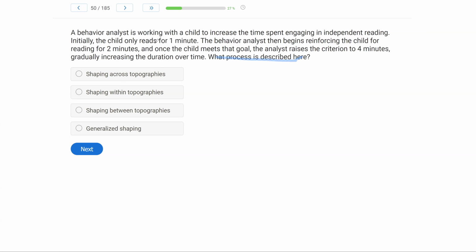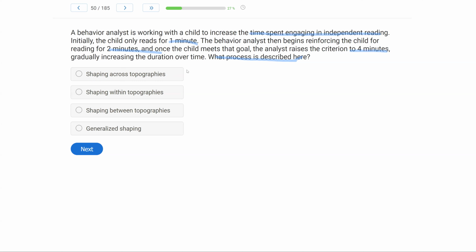What do we know? We know the analyst is trying to increase time spent with independent reading. So the child can read. We want them to do it more. We go 1 minute and then 2 minutes and then 4 minutes. So what do we think we're doing here? We have a behavior. It's already known. And now we're trying to shape it so it happens more. We're trying to change something about the magnitude, right? Or the frequency or the duration, right? Some aspect or dimension of this behavior. So what process is described?